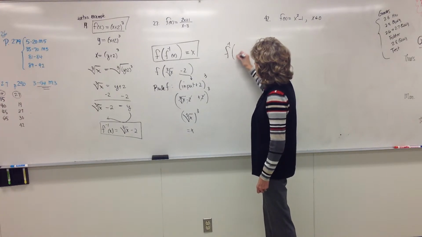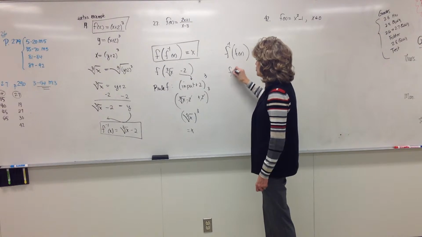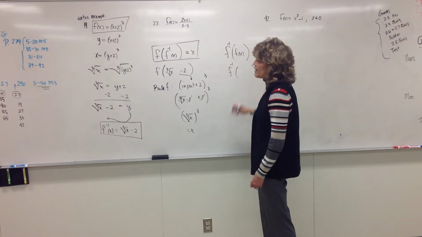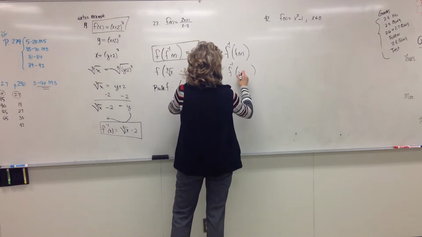If you do f inverse of f of x, then that means do f inverse with f dropped in. F is (x plus 2) cubed.